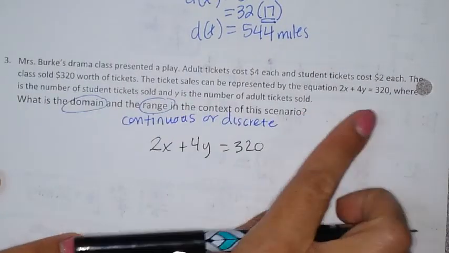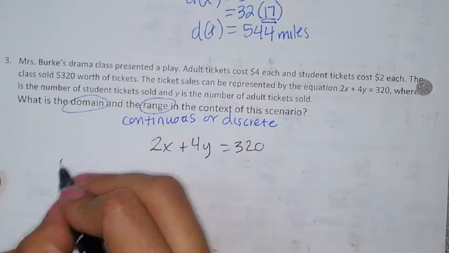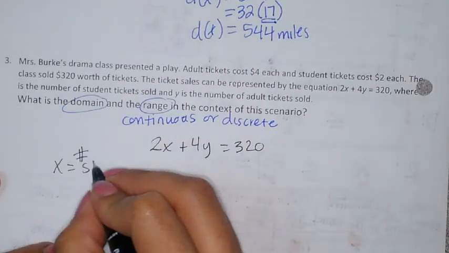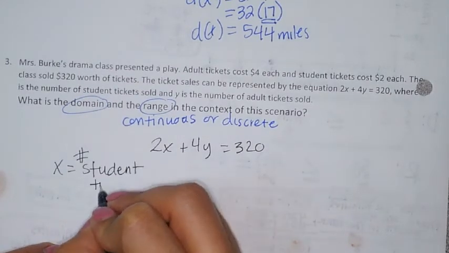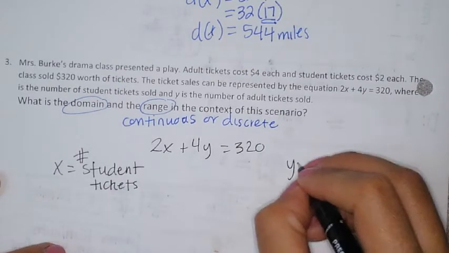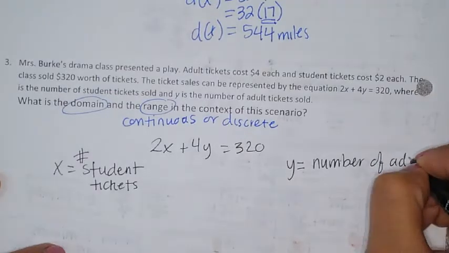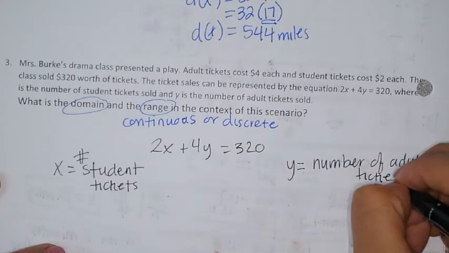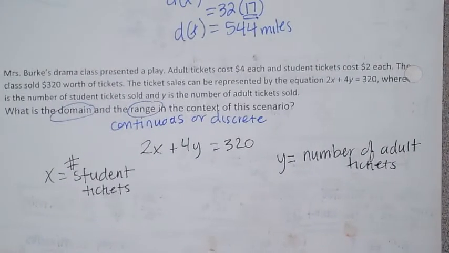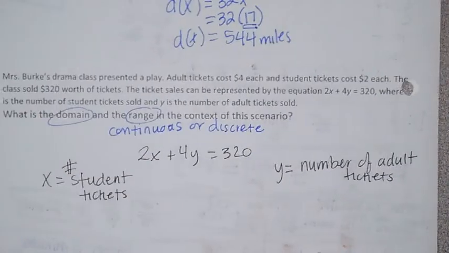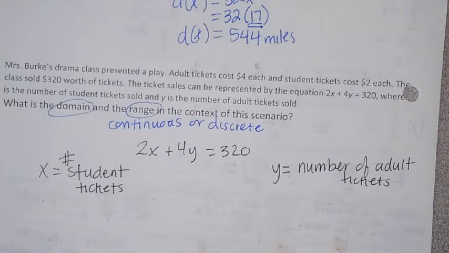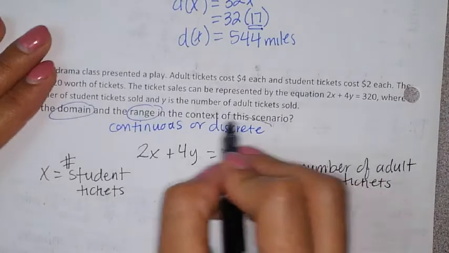And it says here that x is the number of student tickets, and y is the number of adult tickets. I need to decide if this is continuous or discrete. So if I'm selling tickets, I cannot sell any tickets in between 0 and 1. Either I sell 0 or I sell 1. All the numbers in between 0 and 1 cannot be tickets sold. You can't sell partial tickets. So this is a discrete function.